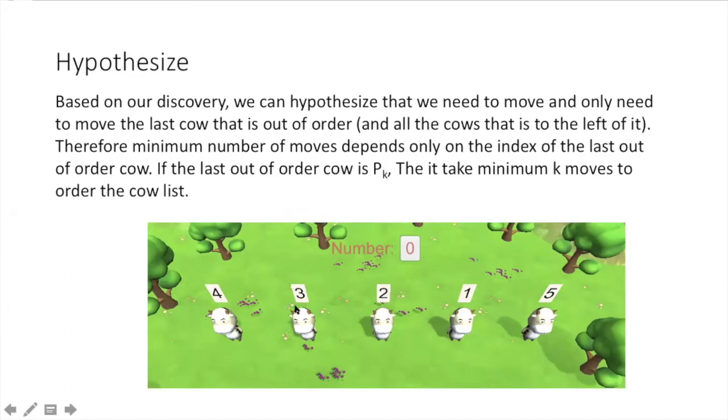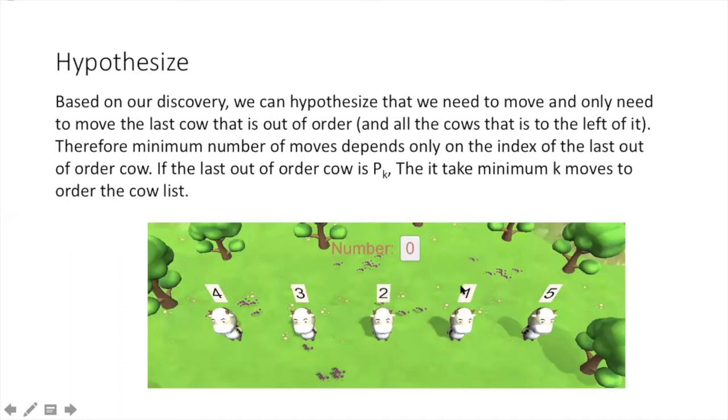So if you look through here, hopefully you can think about why, right? Look at this list, the new list. What's the last cow out of order? It is 2, right? So 1 is already in order. 1 is bigger than 5. Do we need to move 1? No. Because 1 is bigger than 5, this is already in order. All we need to move is this 3 cow.